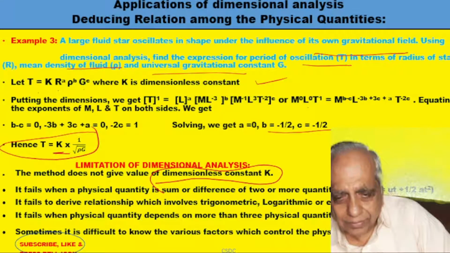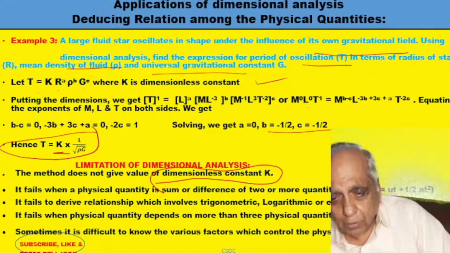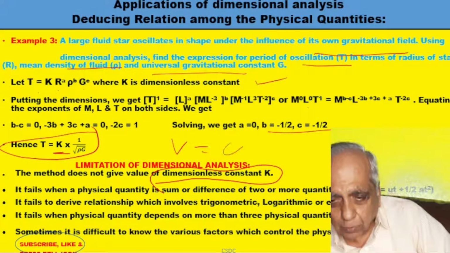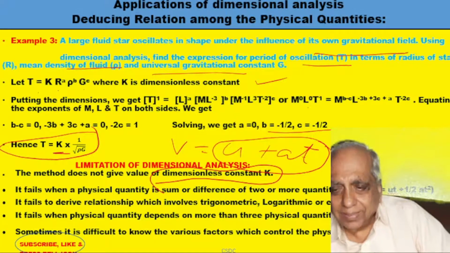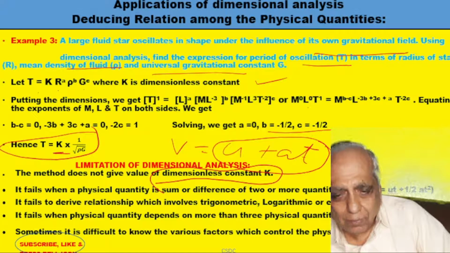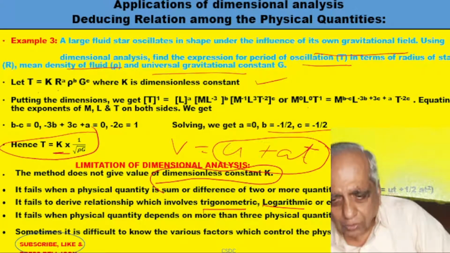Second limitation is, in case a physical quantity depends upon sums or differences, like we know v is equal to u plus at, such relations where there is a plus or minus, we can't use this method. Here only multiplication is allowed, directly proportional, inversely proportional. Then you cannot get a relation in case there is a trigonometric, logarithmic or exponential function. In case it depends upon sine of something, cos of something, log, exponent, this method will fail.